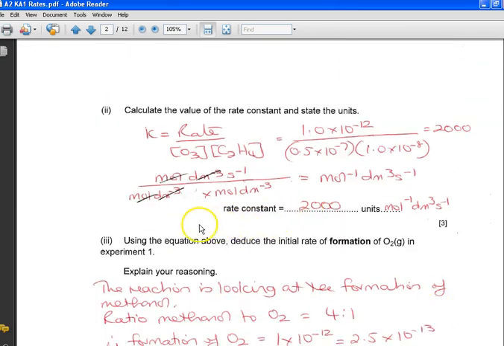Okay, then you're asked to calculate the value of the rate constant, which is pretty straightforward, providing you've got your rate equation correct and the units. So I've just done a quick example there of, if you're not sure about units, you can have a look at that.